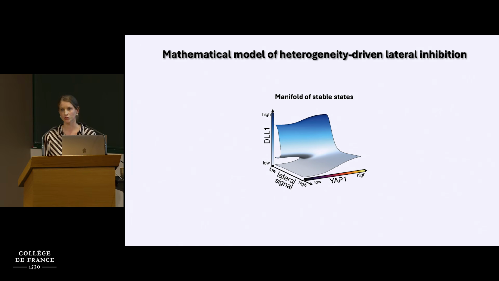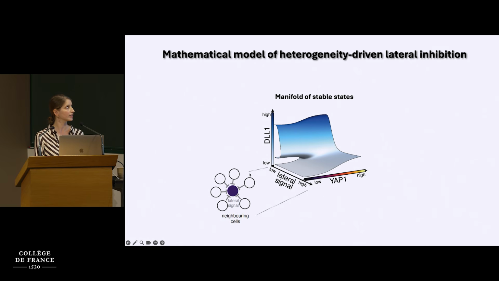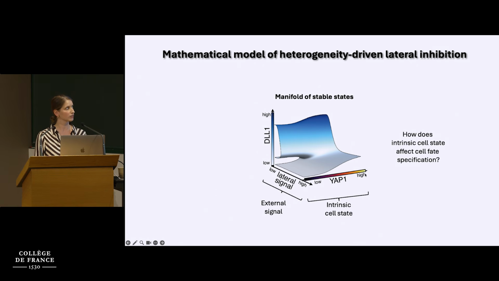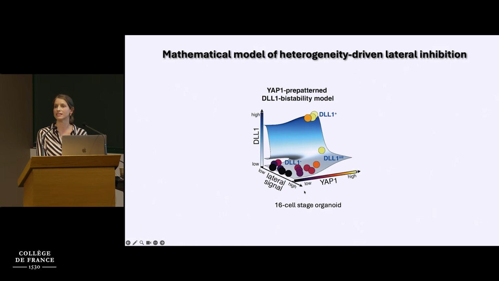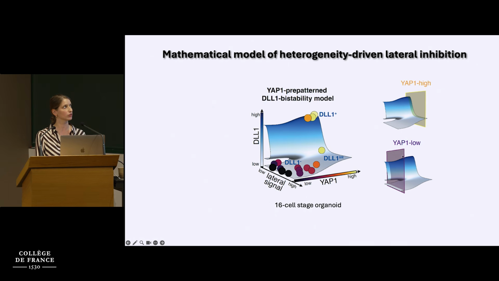And so this I show you here, the 3D manifold. On the y-axis is the specification of delta. On the x-axis is the lateral signal. And what I mean with the lateral signal is really the inhibition from the neighboring cells that the cell experiences. And on the z-axis is the intrinsic YAP state. So here we now have the separation of external signals as well as the intrinsic cell state. And we can start asking, for instance, how does a 16-cell stage organoid look on this manifold? Now, for simplicity, I will show you two cut-through sections to the YAP high and YAP low state.